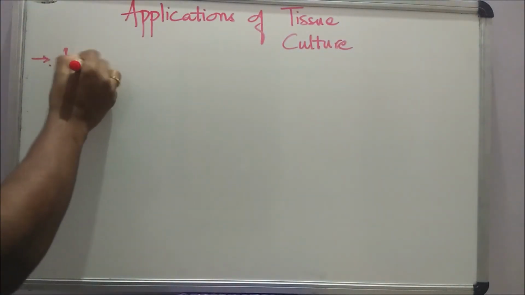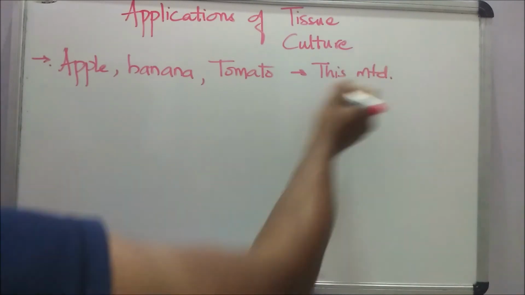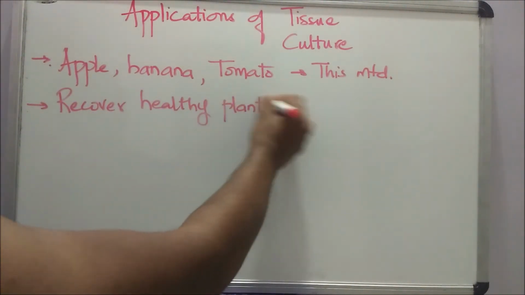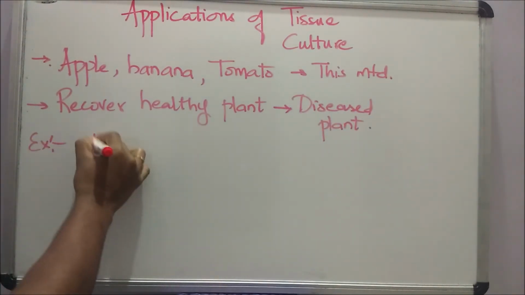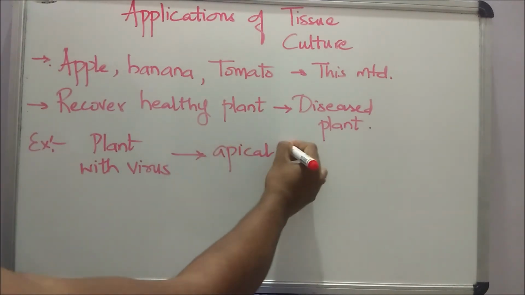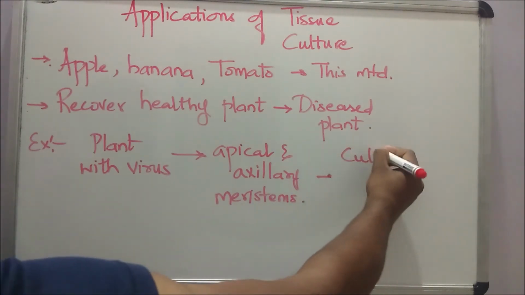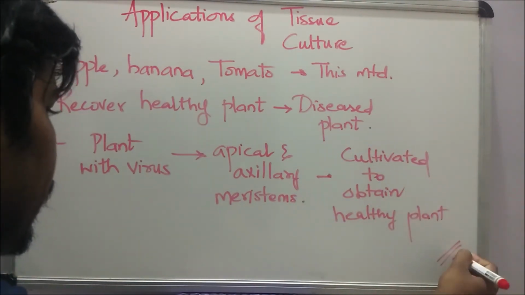Let's learn about the application of tissue culture. Many important plants like apple, banana and tomato have been grown on laboratory scale by using this method. This method can be used to recover a healthy plant from a diseased plant. For example, a plant infected with virus may not have virus in its apical or axillary meristems. Hence, these parts can be cultivated to obtain a healthy plant.